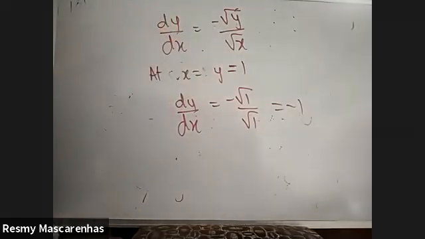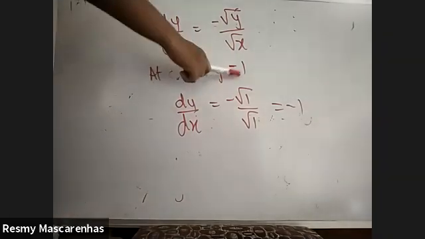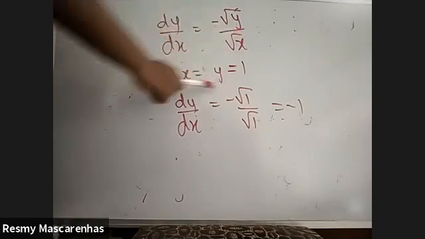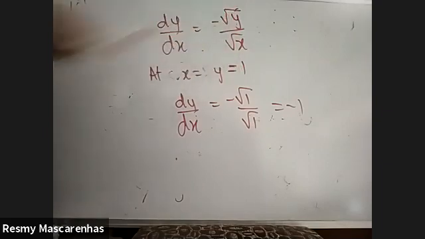Okay. So in short, whenever they are asking you to find at a particular point, you have to find dy by dx first and then directly put x is equal to y is equal to 1. Don't put the values first and then take the derivative. First you have to find the derivative and then put the values. Okay, you can put the next one.